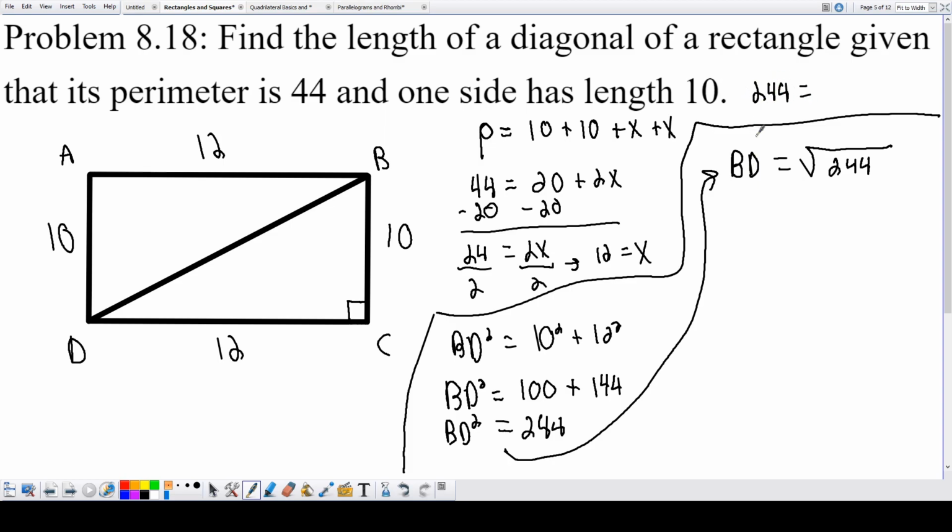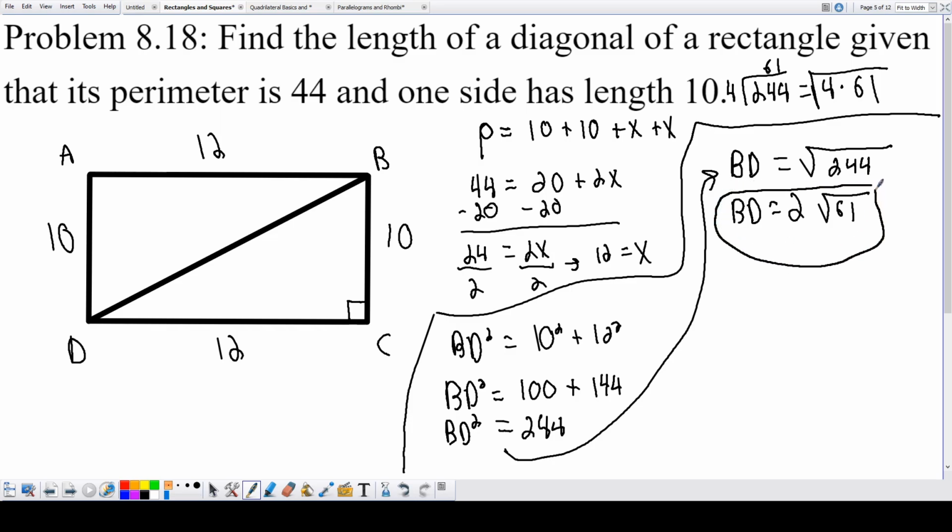Well, both of these are multiples of 4. So if I were to divide by 4, for instance, 4 goes into 244 61 times, so 4 times 61. And since we're square rooting everything as well, the square root of 4 is 2, and we have the square root of 61. And since 61 is a prime number, we have that our diagonal is equal to 2 times the square root of 61.